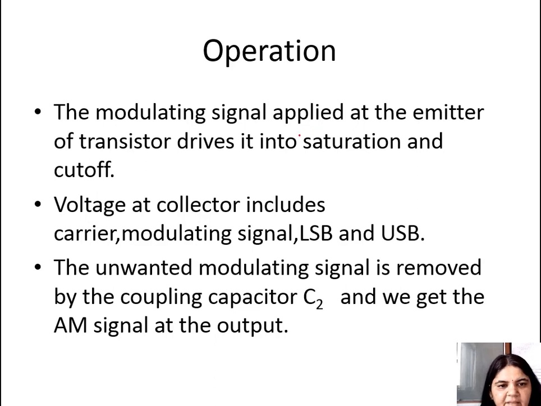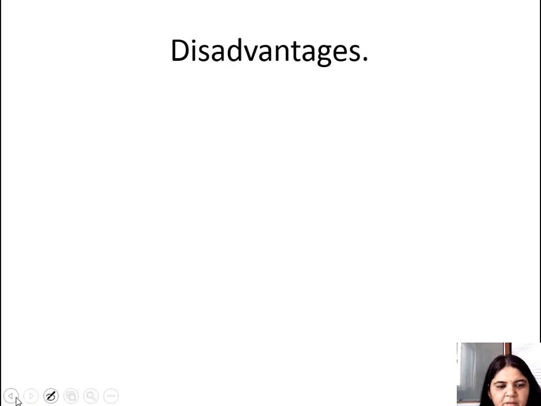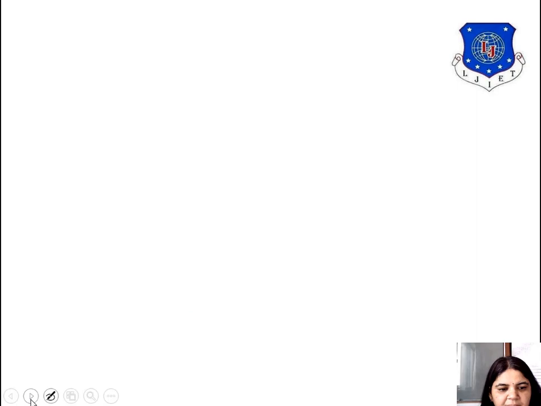The modulating signal applied at the emitter of the transistor drives it into saturation and cutoff. The voltage at the collector includes the carrier, modulating signal, LSB and USB. The unwanted signal is removed by the coupling capacitor C2 and we get the AM wave output. The disadvantage of this system is the low efficiency, and it is incapable of producing high output power.